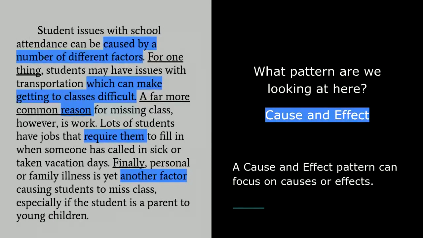Okay, and some of them focus on the cause and some focus on the effect. So this is the causes, but if we had an effect, you might say student issues with or problems with school attendance has many different effects on a student's education. So then we would look at the results or the consequences of often missing class and what effect that has.